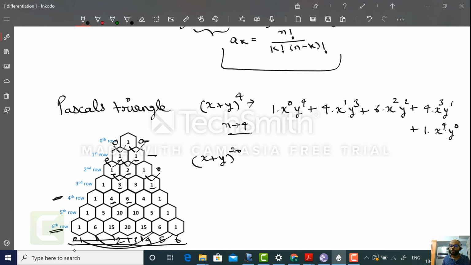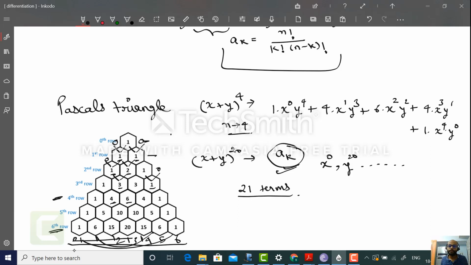Okay, fine. But let's say I was to ask you (x plus y) to the power of 20, will you keep making this triangle till the 20th row? No. So here I want you to learn this ak term, because for x you'll start from 0 and for y you'll start from 20. You'll just keep adding plus 1, plus 1, plus 1 in x, and you'll just keep subtracting 1 from y. But how to find this ak? You know that there are going to be 21 terms, right?